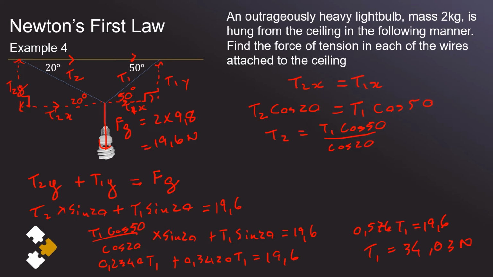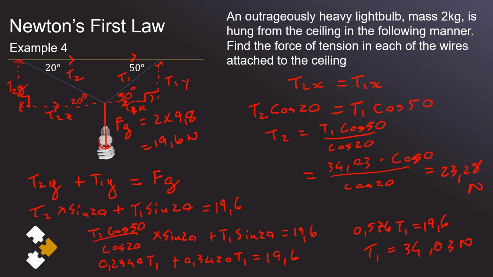Okay, and that's going to give us 34.03. Wonderful, right? And now to find the tension T2, we can just go sub this back in. So that's the 34.03 times cos 50 over the cos of 20, and that's going to give us 23.28 newtons.